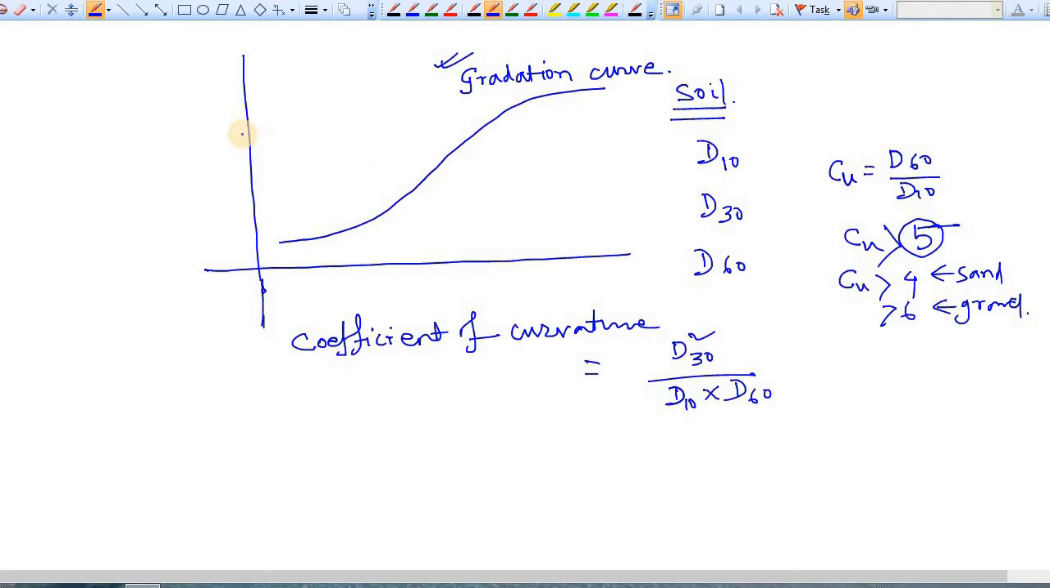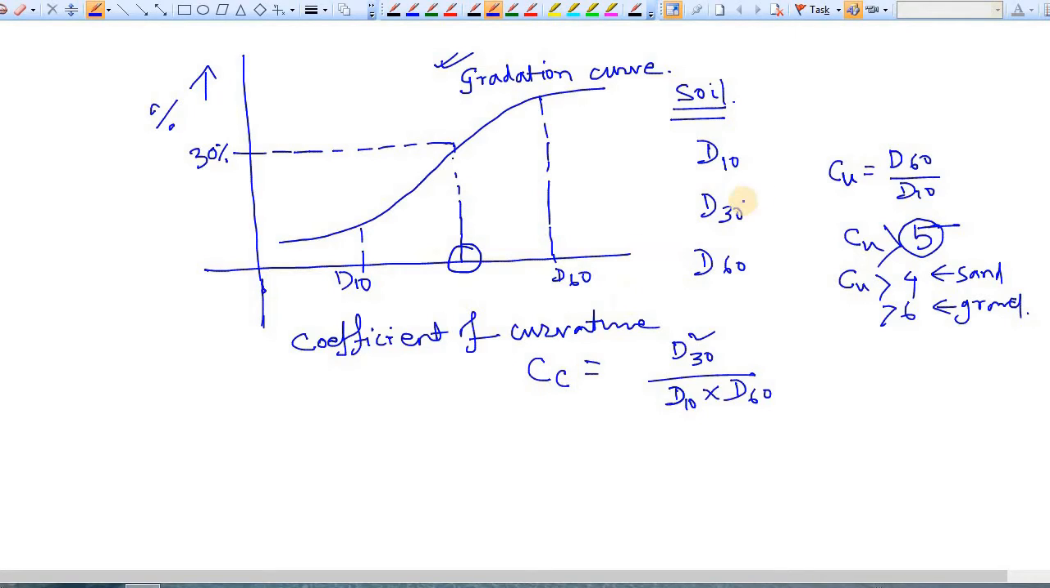You know what D30 is? If this is the percentage of passing, then this is 30% passing, and D30 represents the size corresponding to this 30% passing. Similarly, this is D10 and this is your D60. And from this coefficient of curvature, or CC, we can also define whether the soil is well graded or poorly graded, just like your coefficient of uniformity. So if CC is within this limit, in that case the soil is known as well graded soil. Okay, so that's all about your gradation curve.